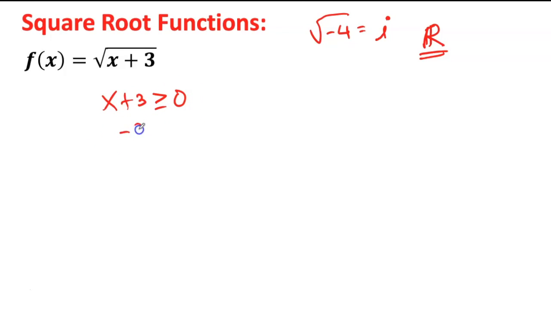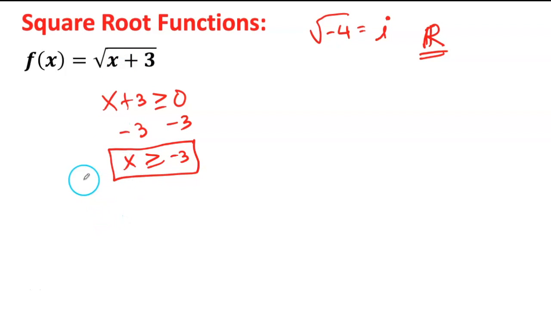Okay, minus 3, x is greater than or equal to negative 3. So any value that is greater than negative 3 will satisfy this inequality. Now let's graph this. Negative 3. I'm graphing the inequality, and because it has an equal sign, it's going to be solid. And the values that are greater than negative 3 are all the values to the right.